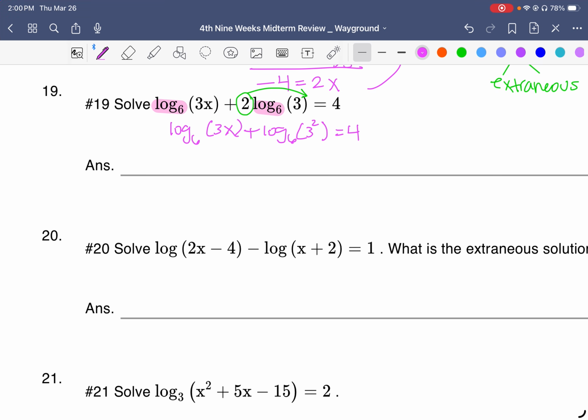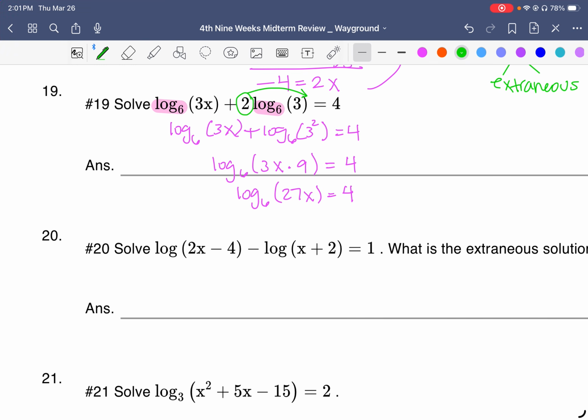equals 4. Now there's two logarithms that are being added, which means I need to multiply the arguments. So this will be log base 6 of 3x times 9, because 3 squared is 9. And 3x times 9 is 27x.